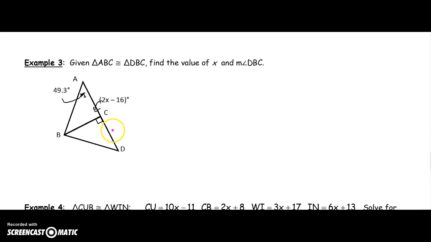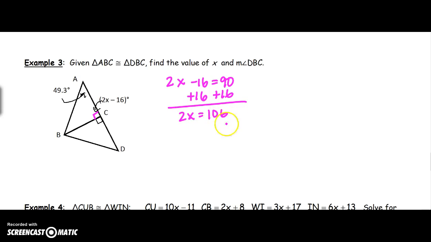So let's put a little math to this. It says given triangle ABC is congruent to DBC, find the value of x. One thing that we know is that when we have a 90-degree angle on one side, the other side is a 90-degree angle. So we can solve for x pretty quickly. If we add 16, you have 2x is equal to 106, and then when you divide by 2, x is 54. Oh, I'm sorry, 3.